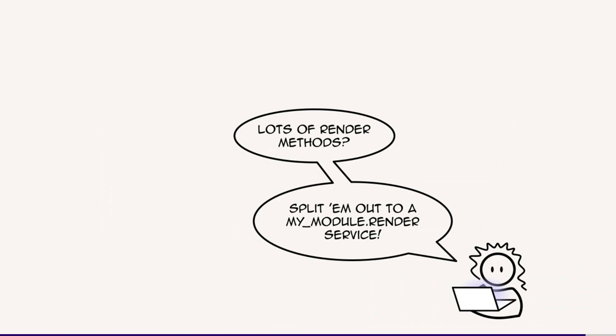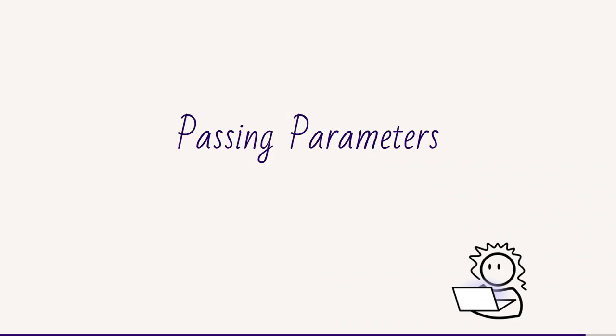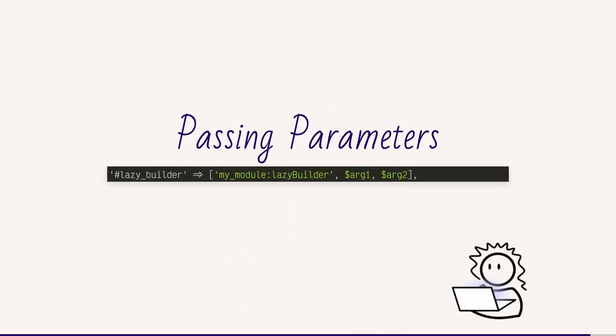You might have lots and lots of different render methods. In that case, you might want to consider splitting them out from your module service and into a module.render service. Sometimes you may have a module.block service as well in order to handle lazy loading for blocks. Speaking of blocks, we're going to get to that as soon as I talk about passing parameters, because I forgot about this section. So, passing parameters.